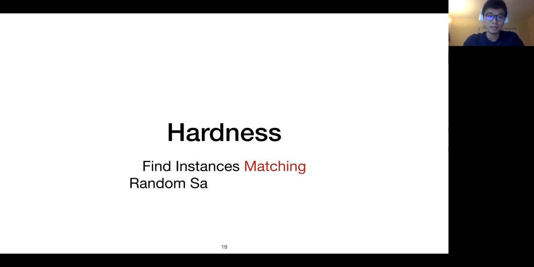To show hardness, recall that we need to show that there cannot exist a streaming algorithm using small space that gives an even better approximation ratio. The punchline is that we need to find instances matching the random sampling bound.